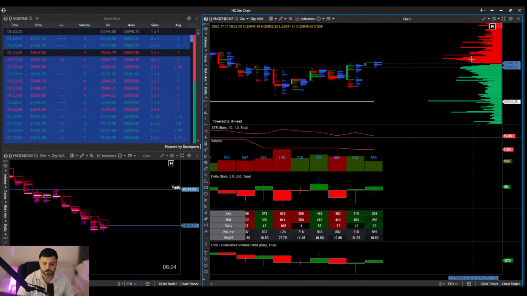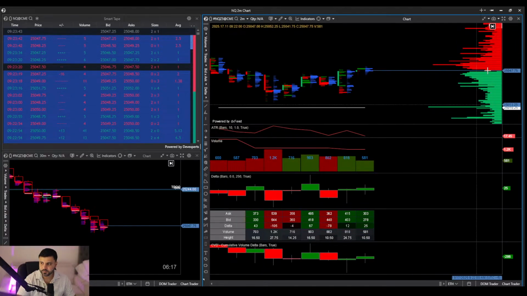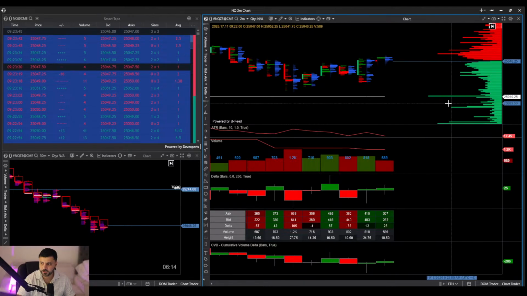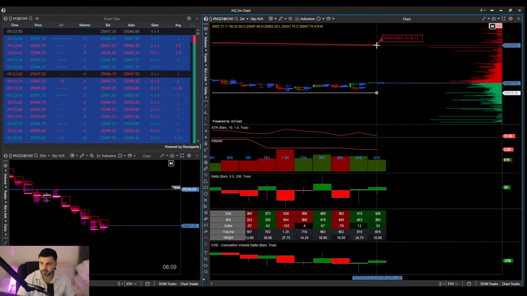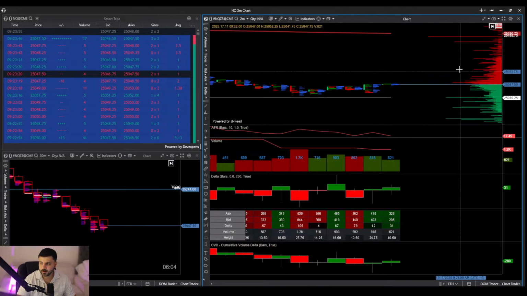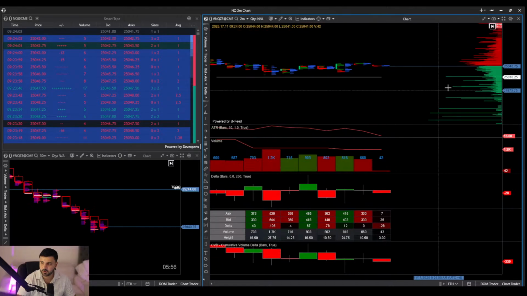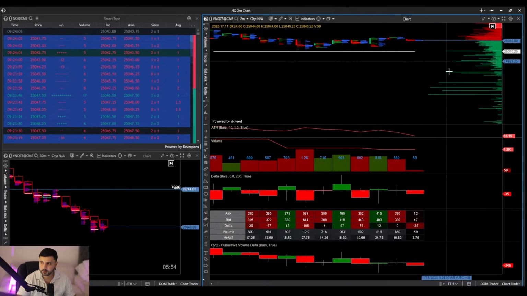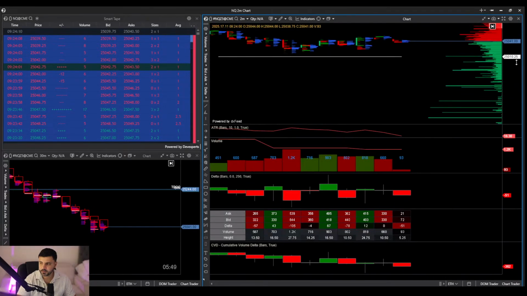This here on the right hand side is the DOM. This is the level 2 order book. How many shorts, how many longs. You can see this all the way. That's the VWAP, right? Look, you can see how many orders resting, shorts sitting here. These are all shorts. These are all long limits. You can see a lot of long limits under the lows as well, waiting to be filled.